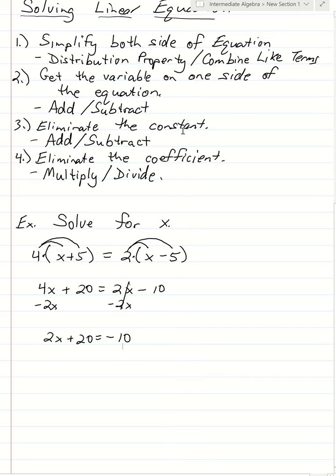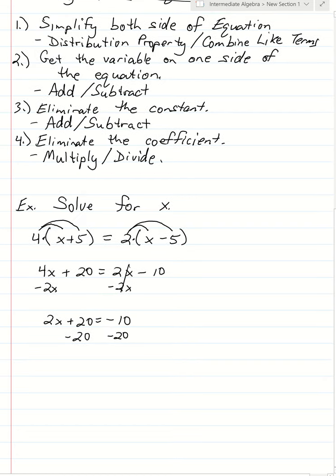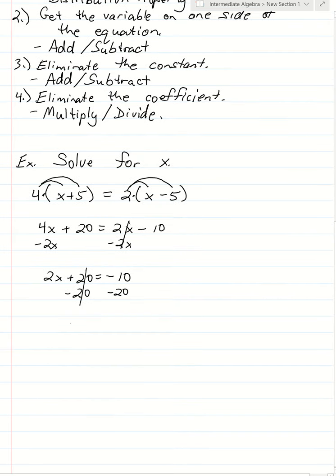Next, we're going to eliminate the constant. Here the constant is 20. Since it's already being added, we're looking to do the opposite to eliminate that constant. So once again, we can either add or subtract. So I'm going to subtract 20 over on both sides. Now on the left side, the 20 minus 20, that simplifies, leaving us now with just a 2x on the left. Negative 10 minus 20 is a negative 30 on the right.